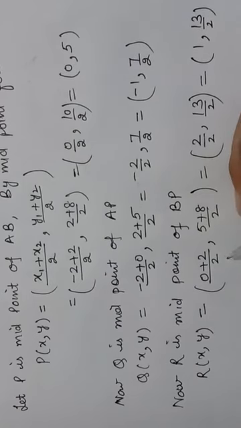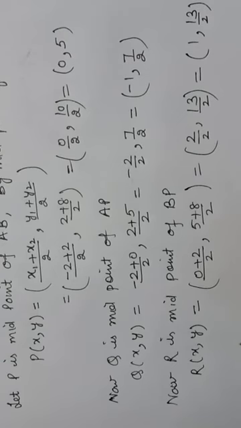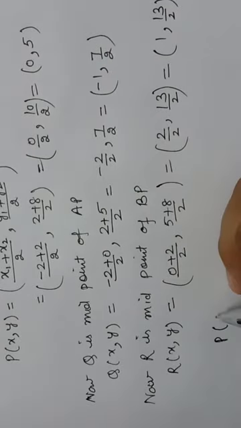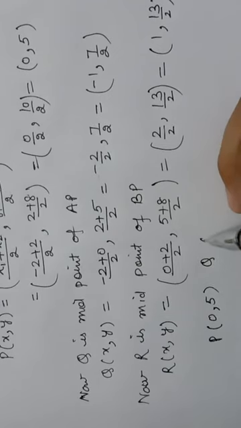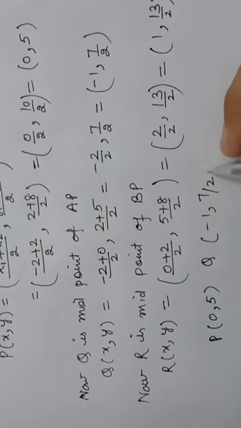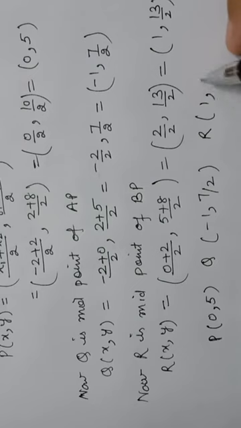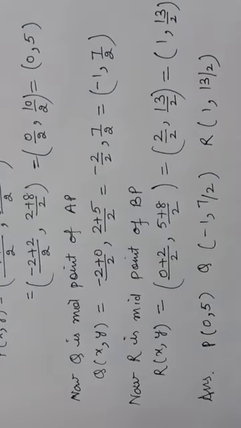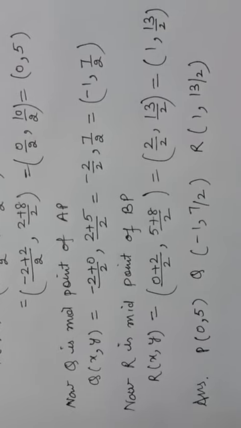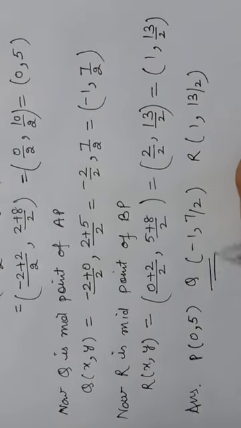So the coordinates in this way are: firstly P, the answer is (0, 5), then for point Q the answer is this, and then the coordinates of R. So by these 3 points we have divided the line segment into 4 equal parts, and hence the question is solved.